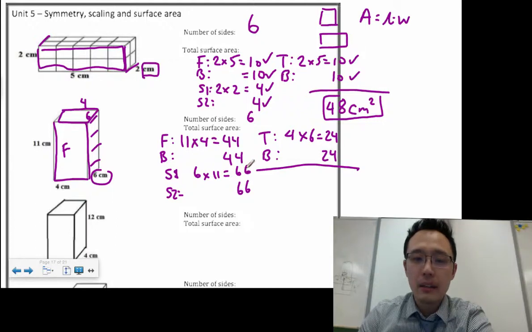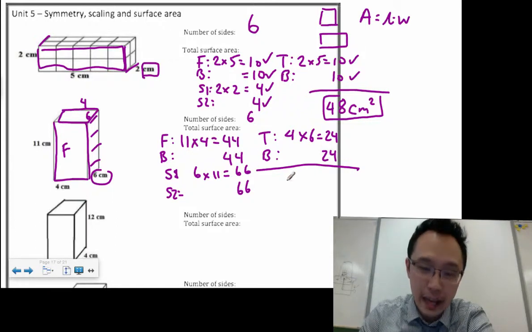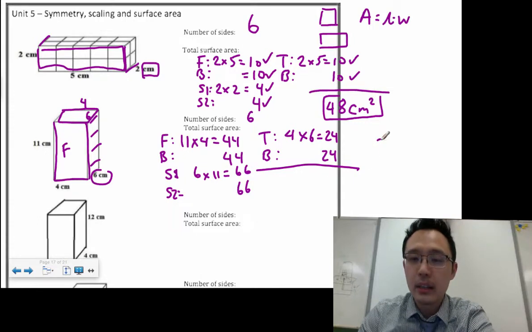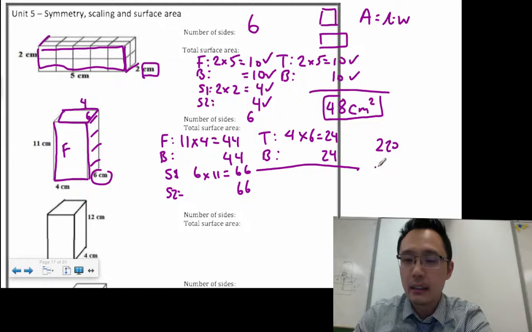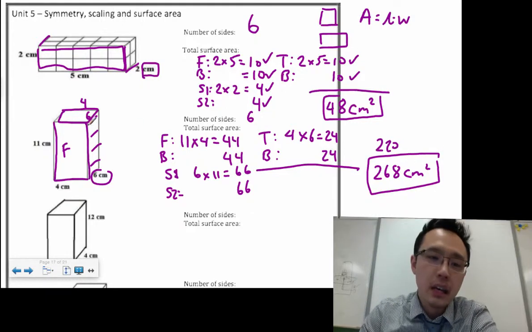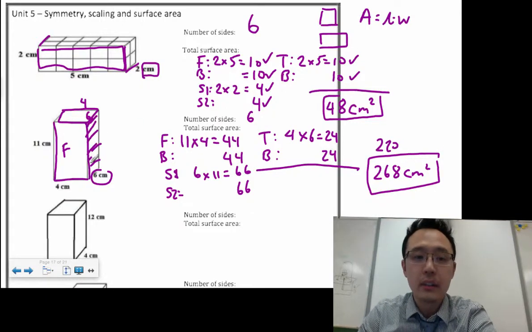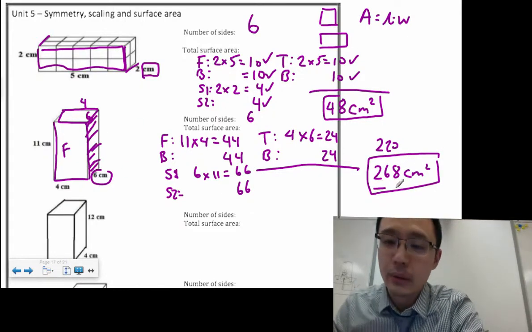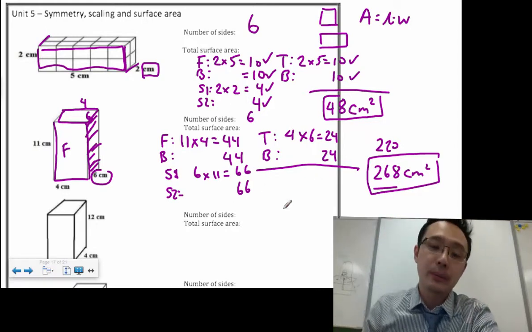So add all this stuff up. 44 plus 66, that's 110. That's 220 plus 48. Let's say that is 268, and then that's centimeters square. So that's the surface area. That means all the area of all the sides of this is equal to 268 centimeters square.